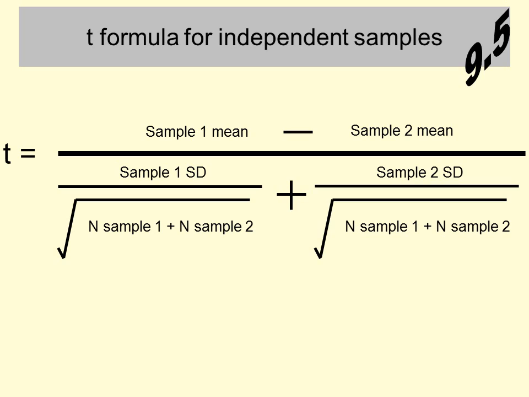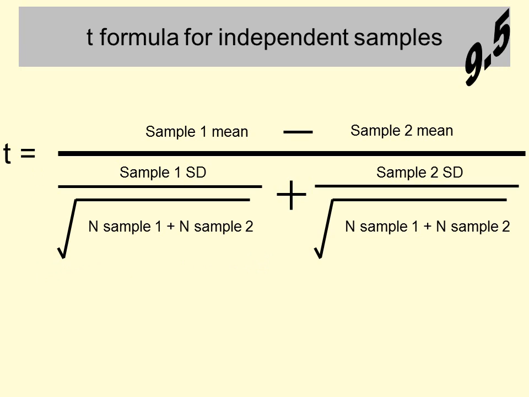And you could go back and compare it with the estimation formula for the standard error of a single sample mean. Now, the numerator is just sample 1 mean minus sample 2 mean. The denominator, the estimate of measurement error, is broken into two parts, one for each sample.